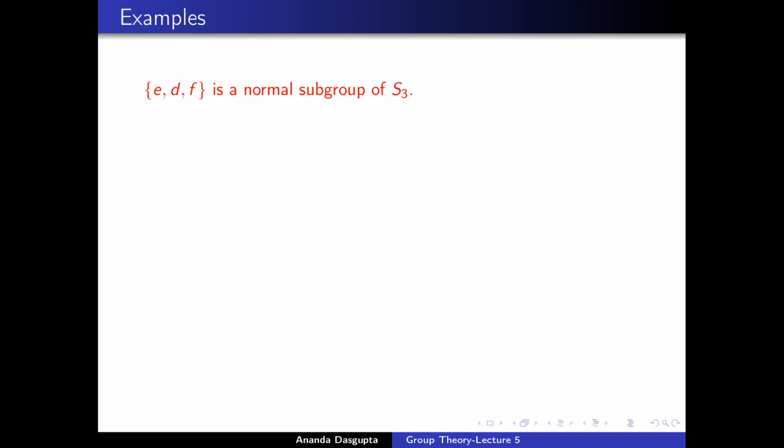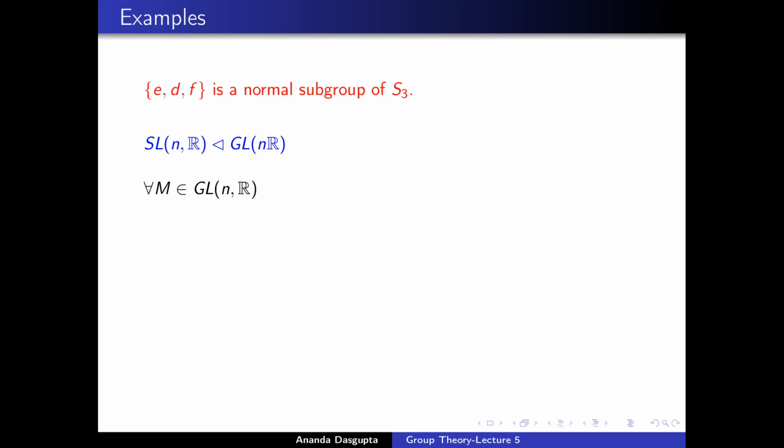In our next example, we are going to take a look at a bigger group, GLnR, the set of all n by n invertible real-valued matrices. The claim that I am making is that SLnR, the subgroup which consists only of those matrices which have determinant 1, is a normal subgroup of GLnR. Now let us prove this statement.